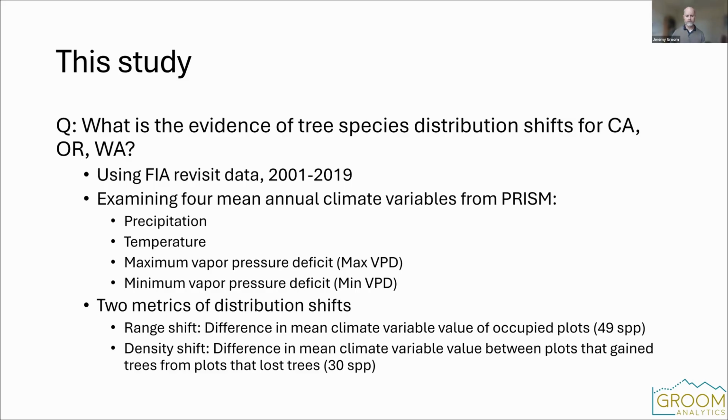And we looked at two different metrics. One for range shift, that is, we're looking at the difference in mean climate variable values of occupied plots. So which ones winked on or winked off or stayed occupied. And density shifts were differences in mean climate variable values between plots. So which plots gained trees and which plots lost trees, and what was the difference there?